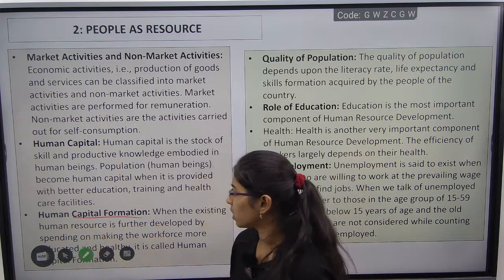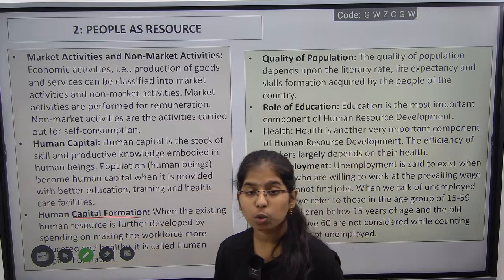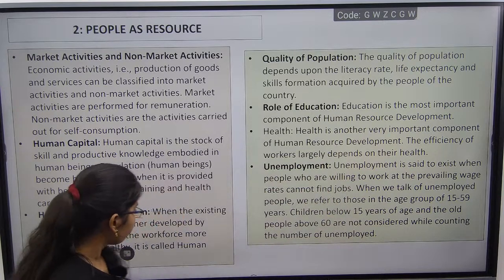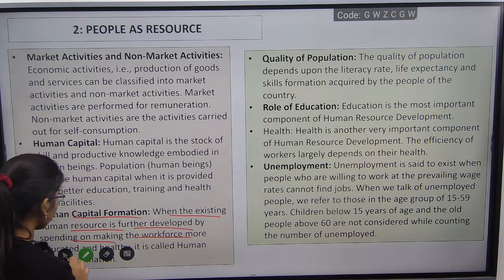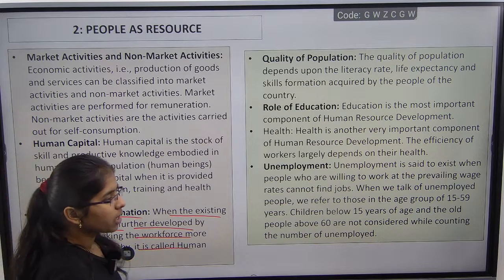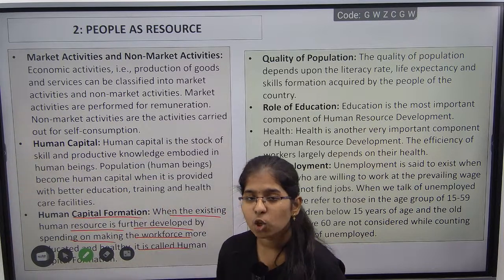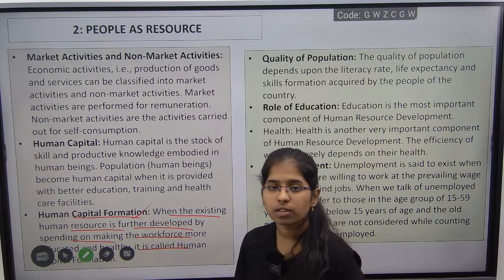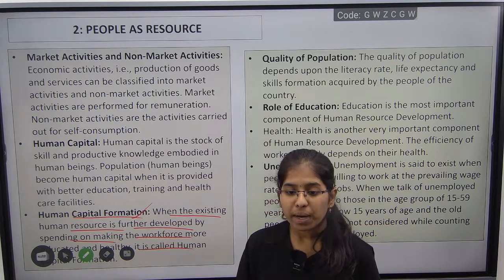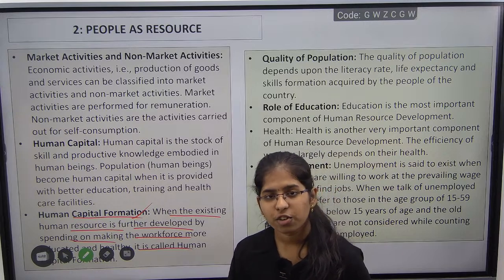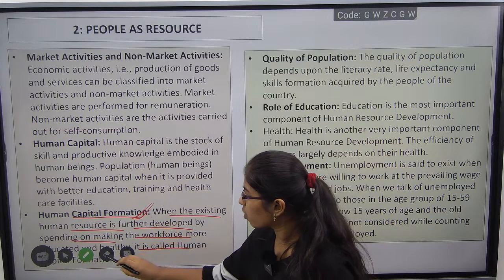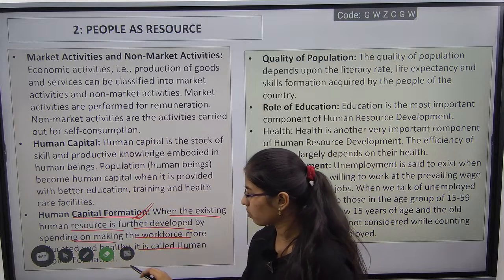Human capital formation. Now we will see how human capital is formed. It is formed when the existing human resource is further developed by spending on making the workforce more educated and healthy. We can form human capital by spending more on health and education, by providing proper skills and proper training for them.